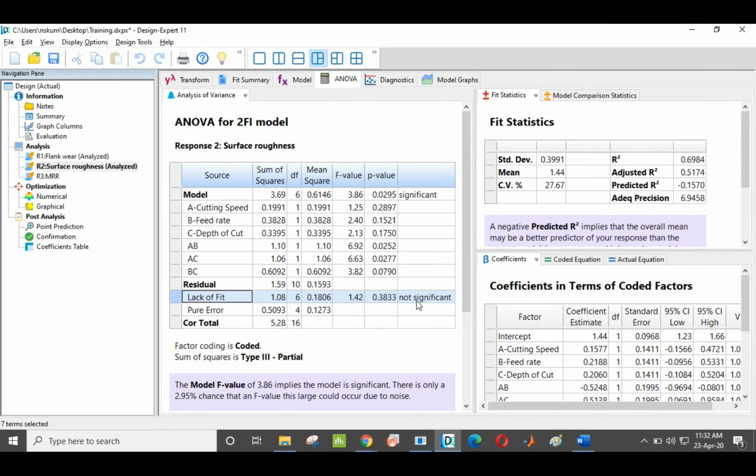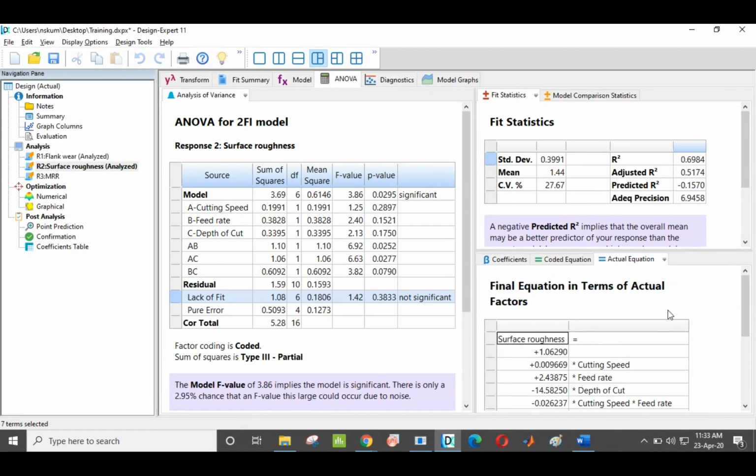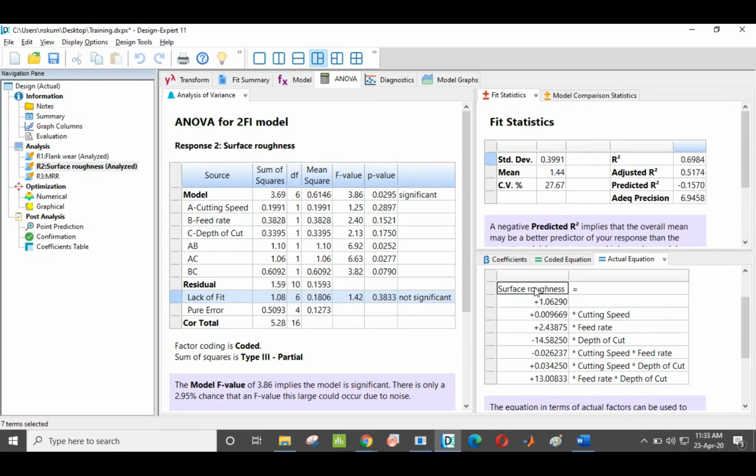This model developed is a fitted one, and the model is significant, but with a low R square value. Why is the R square value low? We can see it from the diagnostic plots. Now here in the right side on the lower window you can see the actual equations for surface roughness. So this is used for prediction purposes.